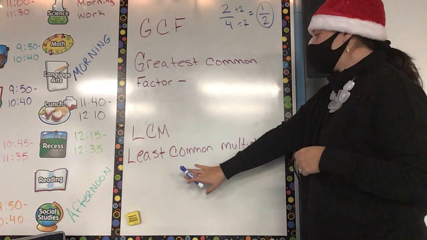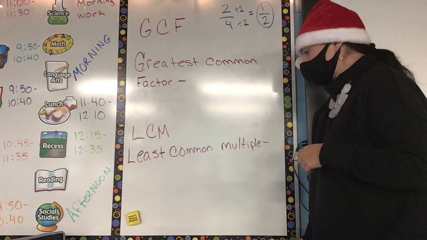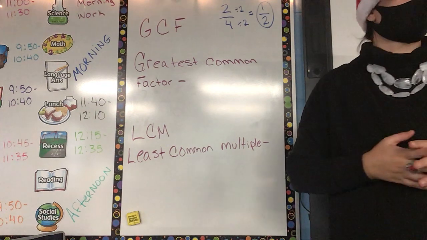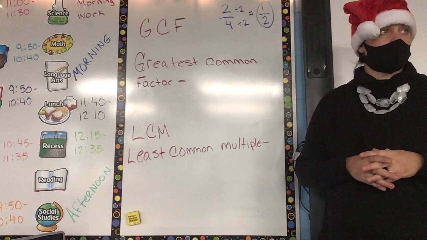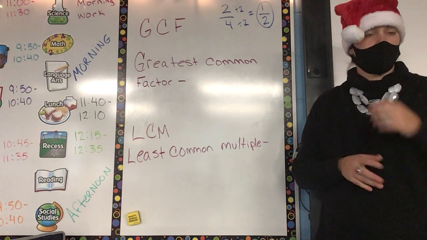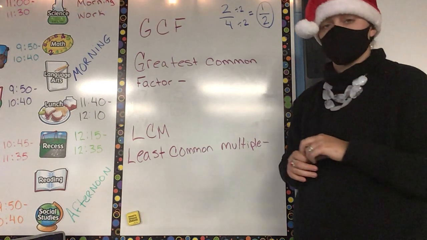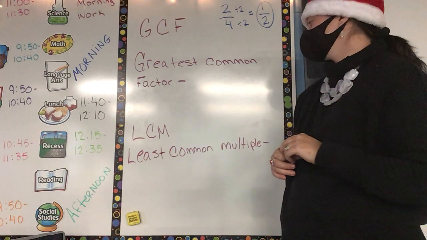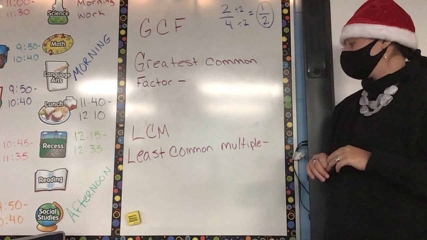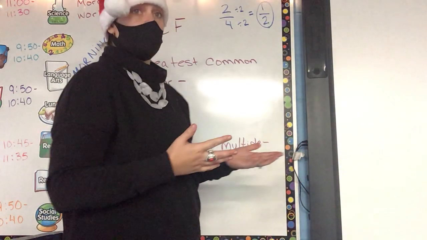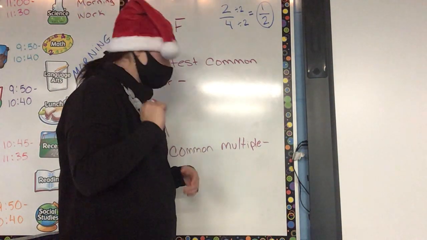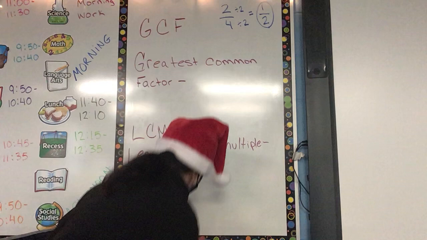Good. Tell me about LCM, least common multiple. Tell me about that vocab word, LCM. Alyssa? The least common number that is a factor of 2 numbers. The least common factor is shared by 2 numbers. Good. So the smallest. Okay. So let's do an example together.